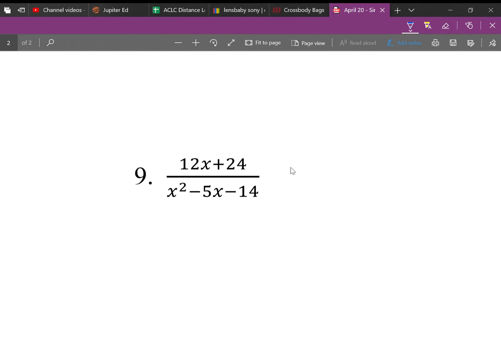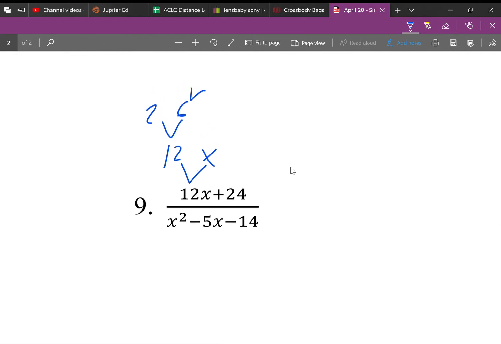Let's factor the binomial on number 9 first. First, I'll separate the 12 from the x. Then the 12 we can break down into 2 times 6, and we can break that 6 down further into 2 times 3. What about the 24? 24, to my brain, I would do 4 and 6. 4 is 2 times 2, and 6 is 2 times 3.